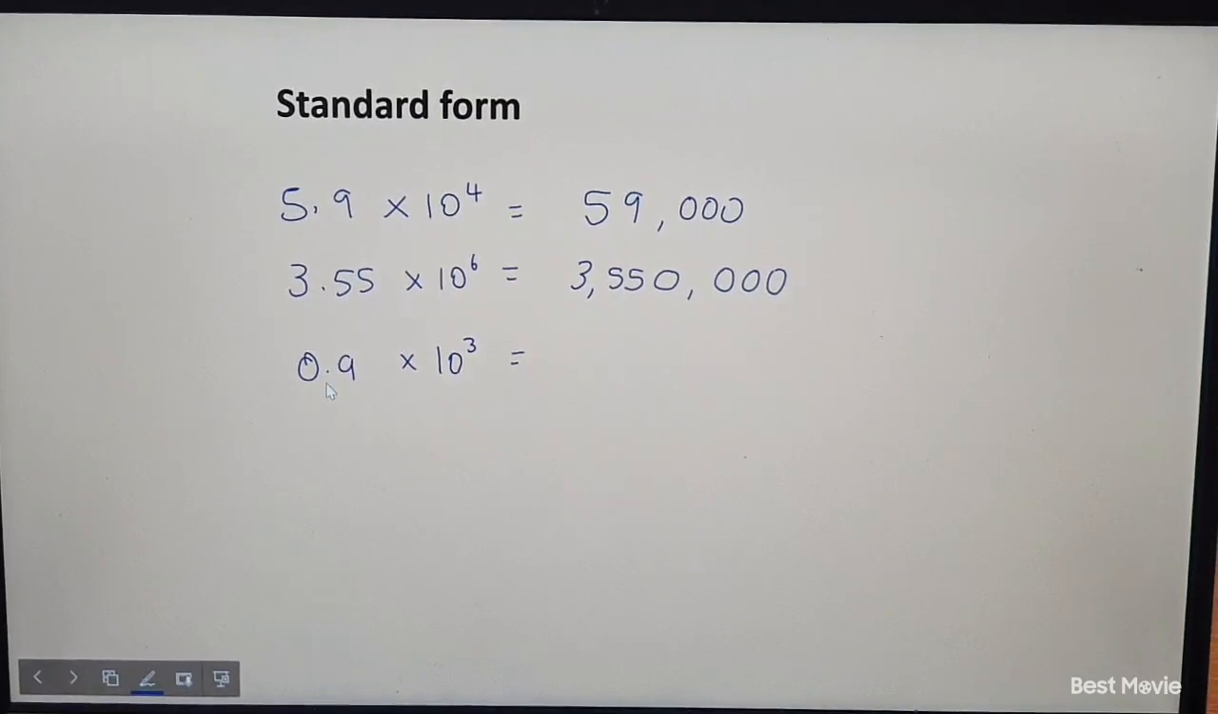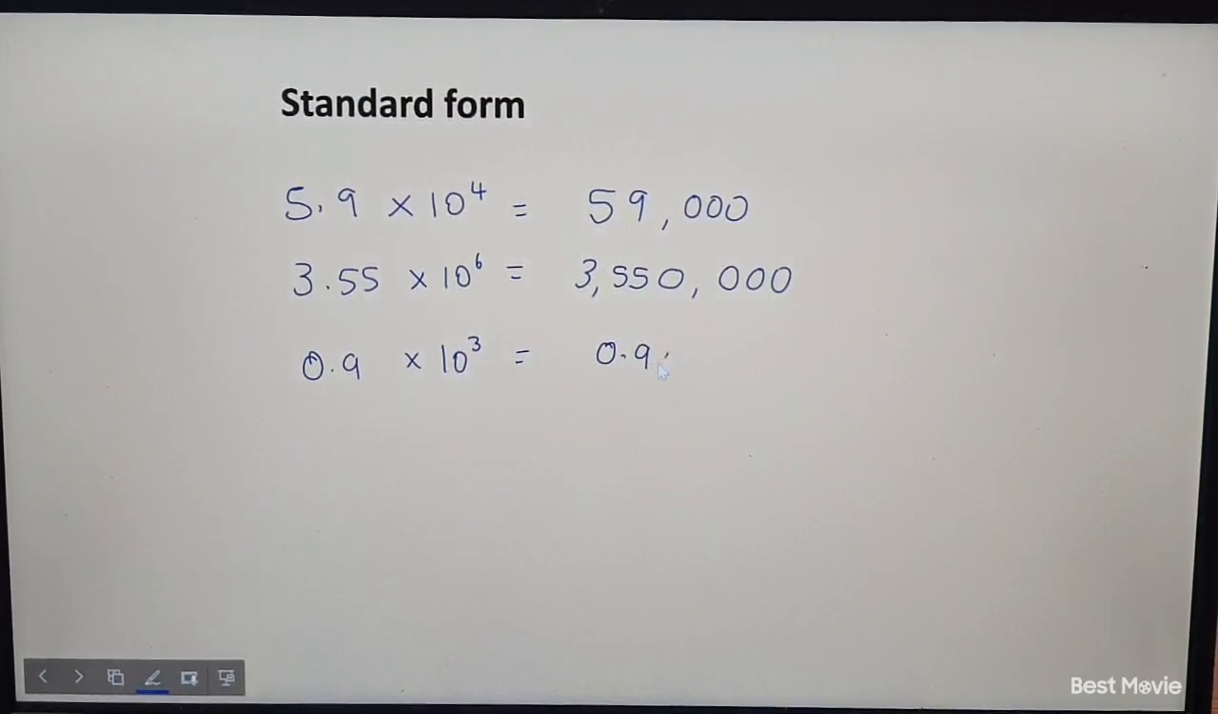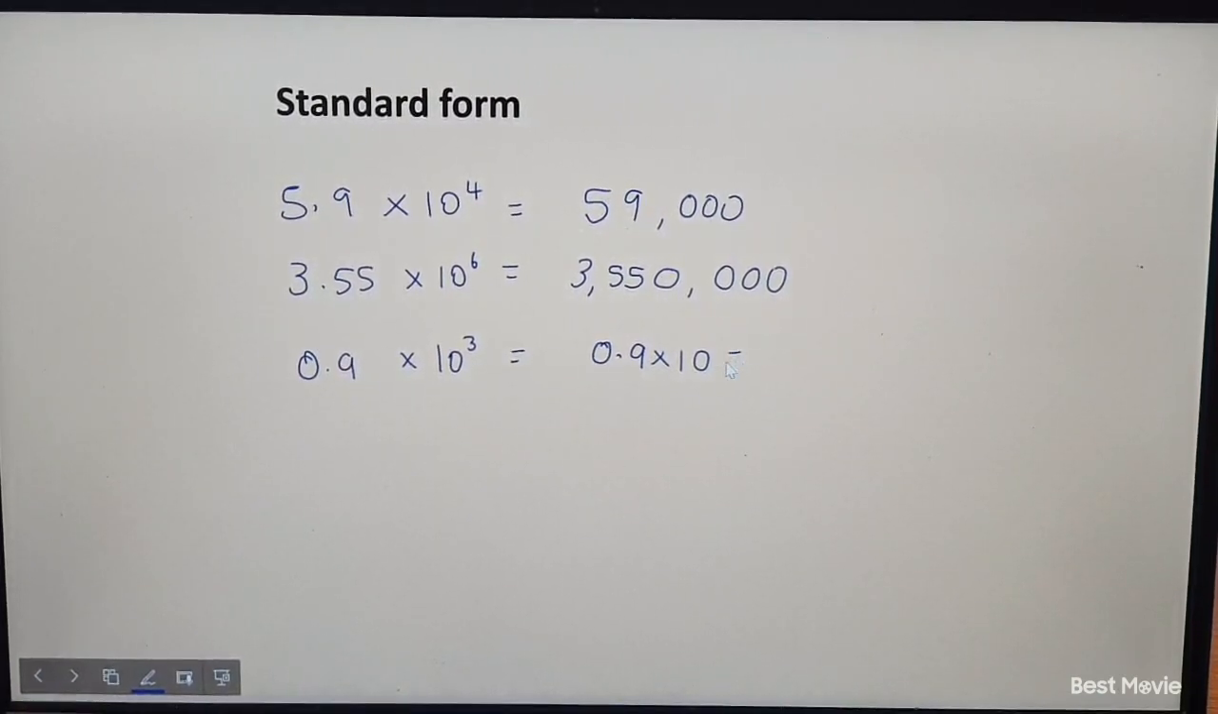And then the last one, 0.9 multiplied by 1,000. So because 10 cubed is 1,000, you can multiply 0.9 by 10 3 times.